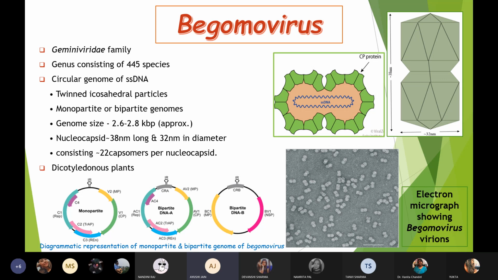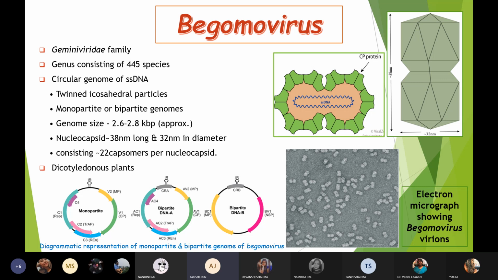They have a unique morphology as they are typically twinned, or we can say paired, with two incomplete icosahedral symmetry, as you can see in the figure on the right side. Each twinned particle contains only a single circular, single-stranded DNA. There are 22 capsomeres per nucleocapsid, and each nucleocapsid is 38 nanometers long and 32 nanometers in diameter. The genome size can range from 2.6 to 2.8 kilobase pairs approximately, and the genome can be monopartite as well as bipartite. You can see the diagrammatic representation below.